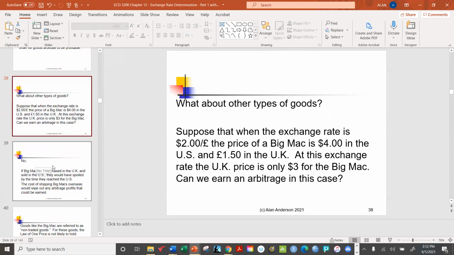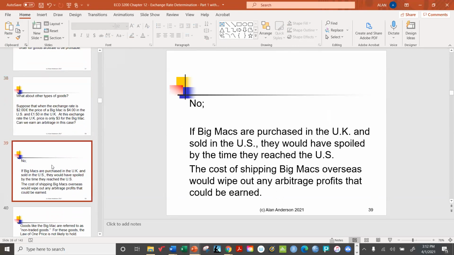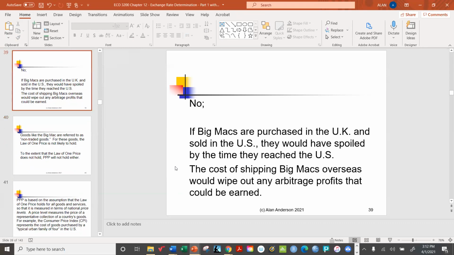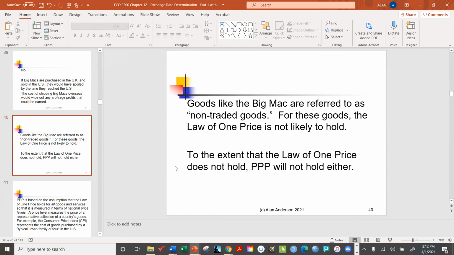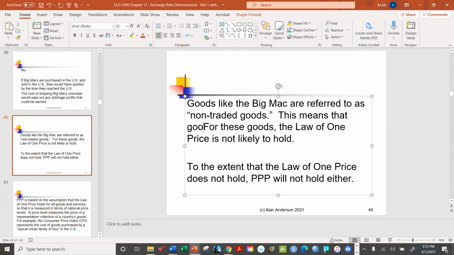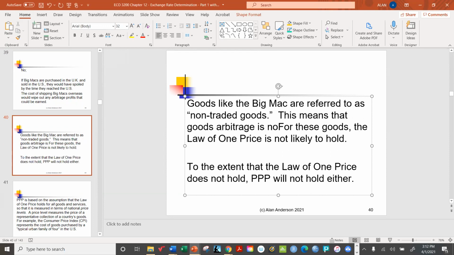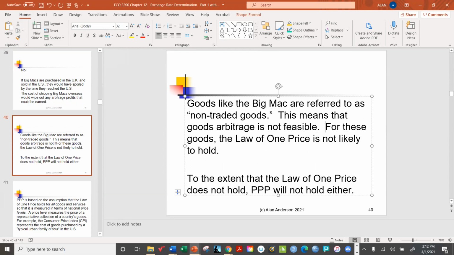Oh, but there's a couple of problems there. First of all, there's a problem with them being perishable. And secondly, the cost of shipping is likely to overwhelm any profits we might earn by shipping them back and forth. So, in a case like this, goods arbitrage is extremely unrealistic. And so, for a good like that, we say that it is non traded. In other words, this means that goods arbitrage is not feasible. And for these types of goods, we say that they are non traded.